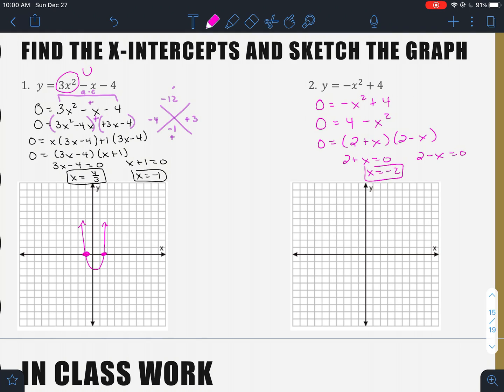So either 2 plus x is equal to 0 or 2 minus x is equal to 0, and then solve for x. So either x is equal to negative 2 or x is equal to positive 2. So my x-intercepts are negative 2 and positive 2.